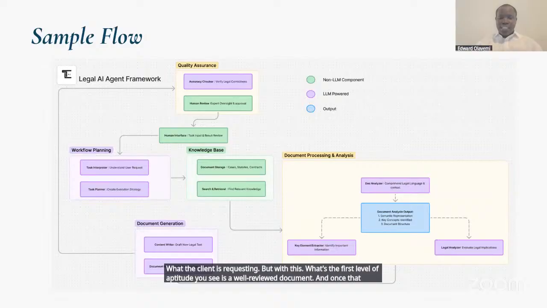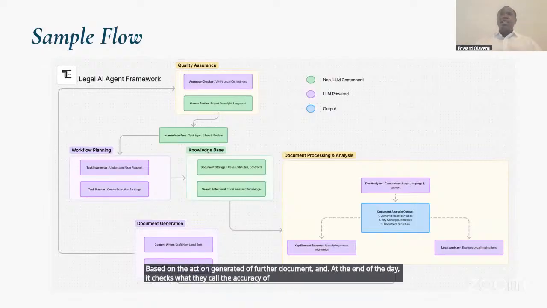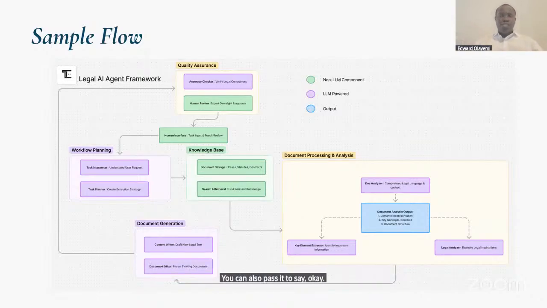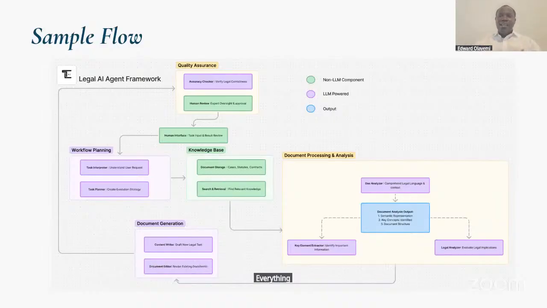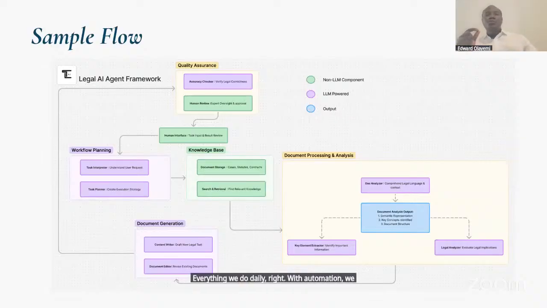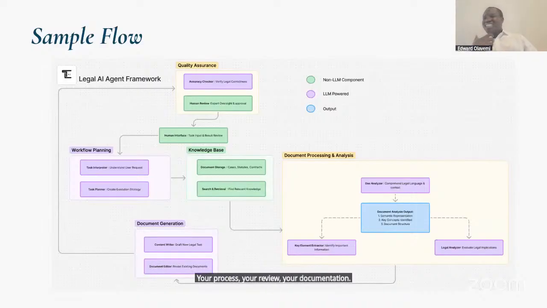And once that is done, based on the action, it can generate further documents. And at the end of the day, it checks what they call the accuracy of the document, so that you can say, okay, based on this accuracy, yes, I can let it go. I just want to tell you that everything we do daily with automation, we can reduce time spent by at least, not to exaggerate, 70%. So if today your process, your review, your documentation takes about 7 or 10 hours, with automated solutions, you can reduce it to at most 3 hours.